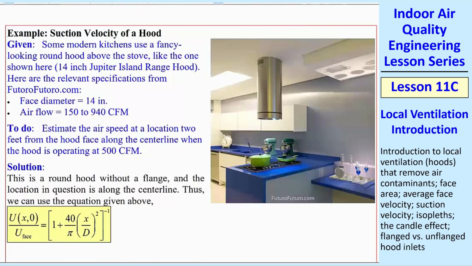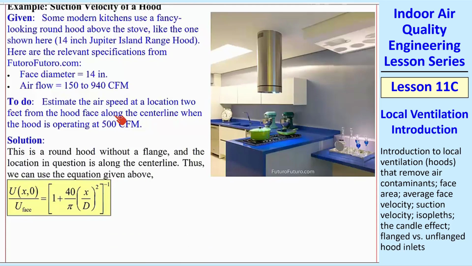Let's do a more realistic example. Some of the new kitchens have these fancy looking hoods, and some of them are actually round. So I took the specifications off the website. It's just a round pipe basically, but nice and shiny, and it has all these lights on it. But the face diameter is 14 inches, and the airflow, they say it has a range from 150 to 940 CFM. Let's estimate the airspeed at a location 2 feet from the hood face along the center line when the hood is operating at 500 CFM.